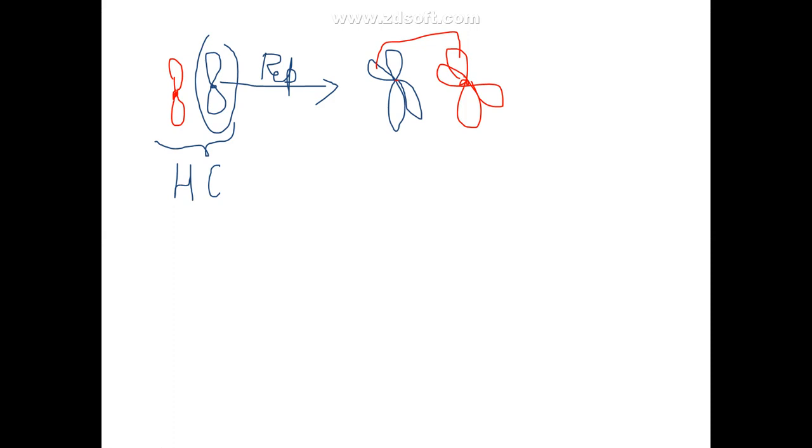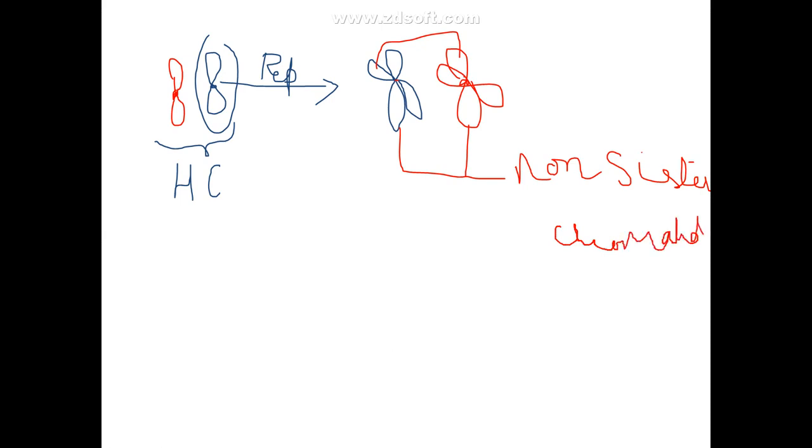Now this one and this one are called non-sister chromatids. Non-sister, they are not sisters. Hope it is clear now. If I speak of this and this, they are sister chromatids, but this and this, they are non-sister chromatids. So just keep this in mind.